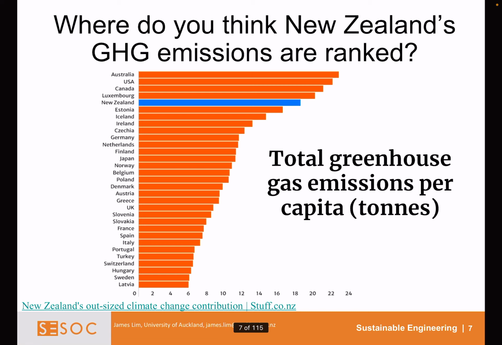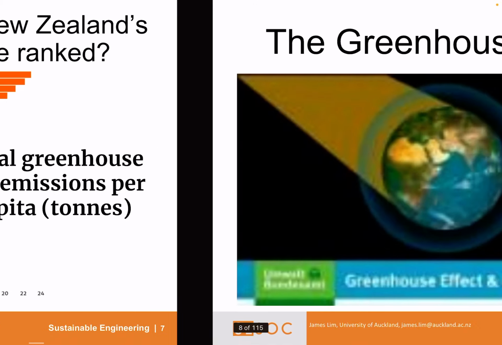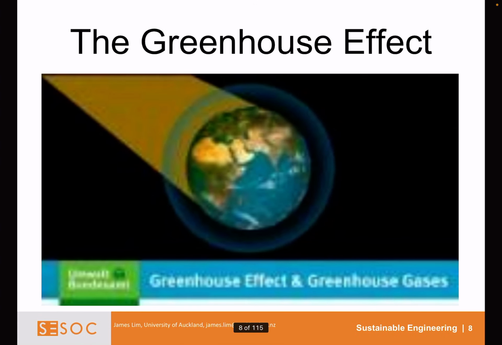So, taking a look at the main contributors of greenhouse gases around the world, where do you think New Zealand is ranked? New Zealand is ranked 5th in the world for greenhouse gas emissions, with agriculture and the built environment being the leading contributors in New Zealand.